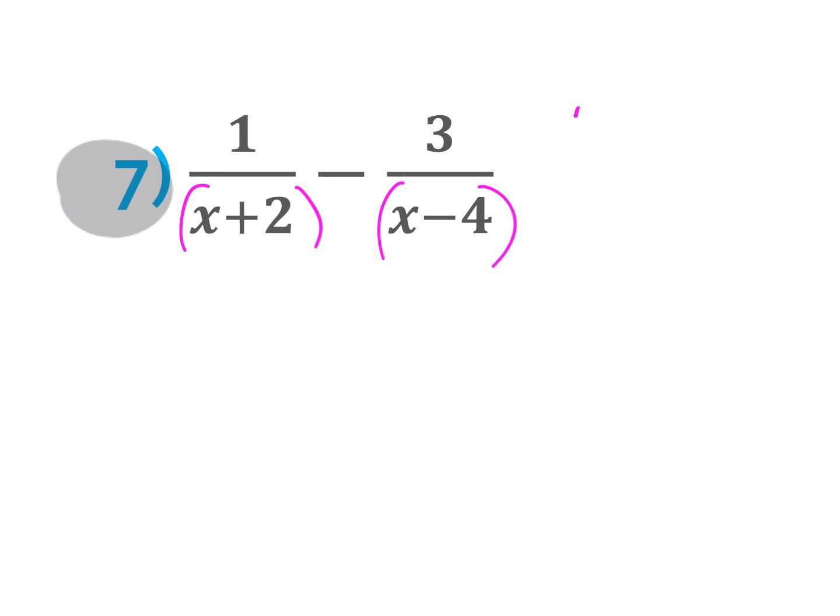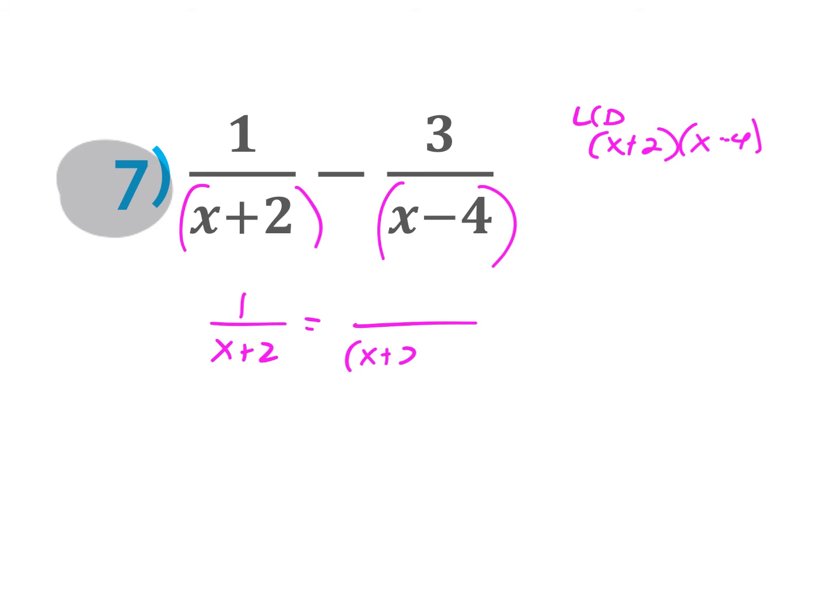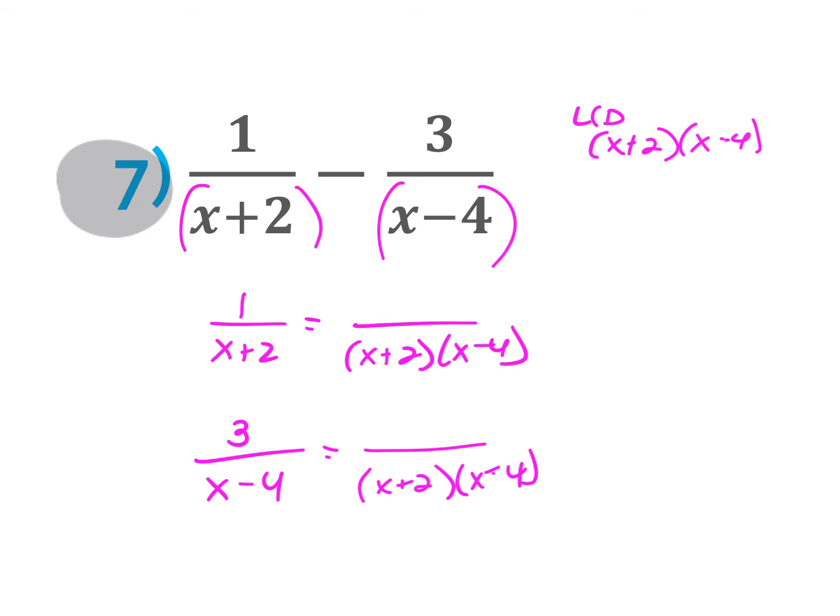So our least common denominator is x plus 2 times x minus 4. So I need the 1 over the x plus 2 to be something over x plus 2, x minus 4. And I need the 3 over x minus 4 to be something over x plus 2, x minus 4. So whatever I multiplied in the bottom, I have to do to the top, right? So for my 1 over x plus 2, what's missing?